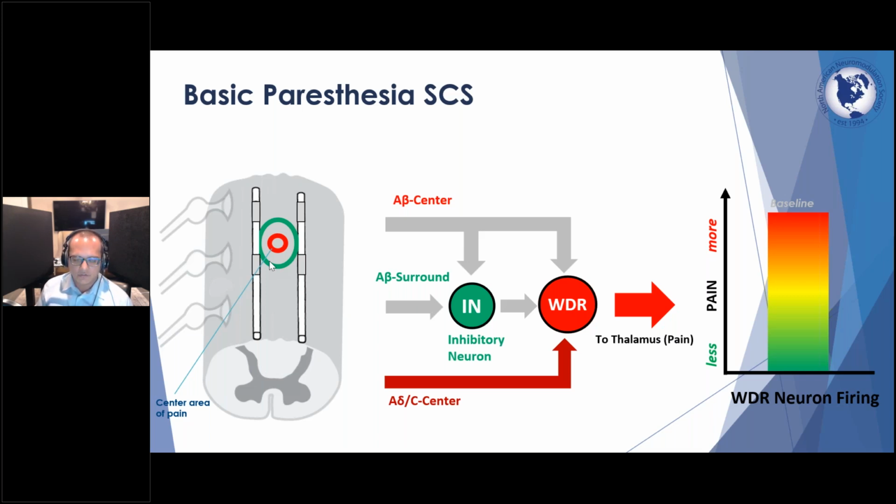So to orient yourself on this slide, this is the dorsal columns. These are the leads. And this is a blow up of that: green is the inhibitory neurons, and red is the wide dynamic range neurons that then will send pain up into the thalamus and into the brain, leading to pain. So as the wide dynamic range neurons, or the second order neurons, fire, that leads to increased pain.